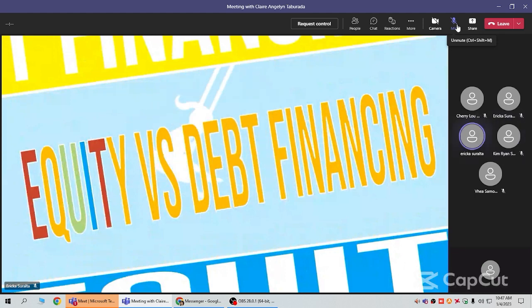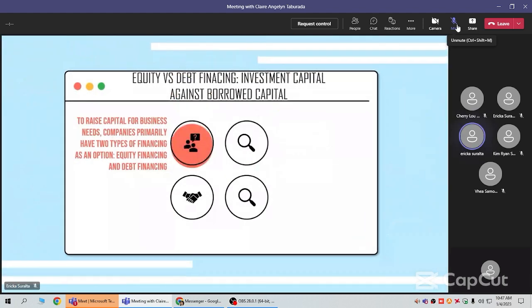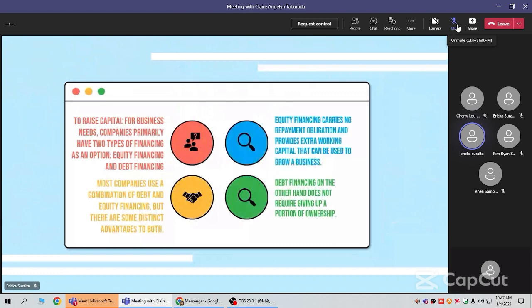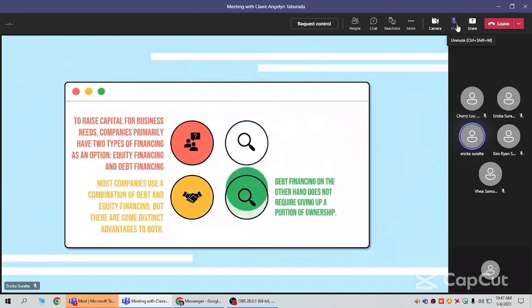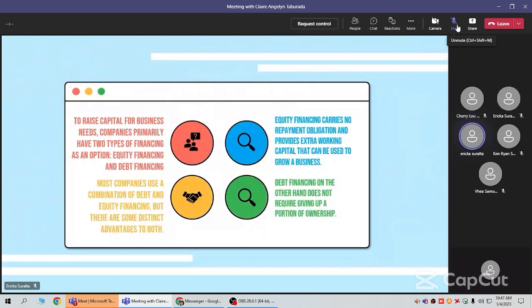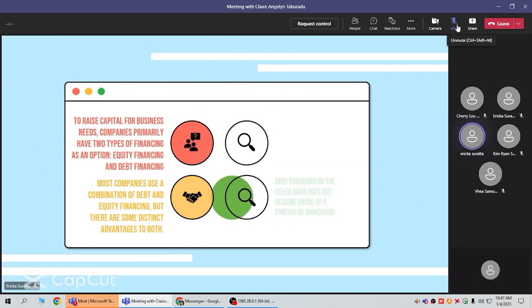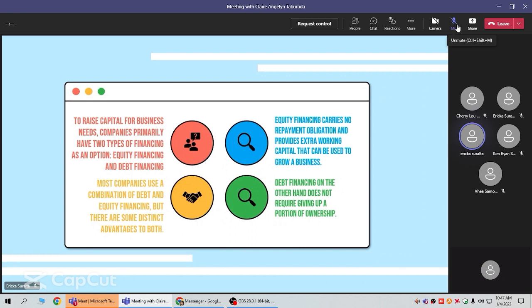Okay, so the next topic is equity versus debt financing. It involves equity financing and debt financing.